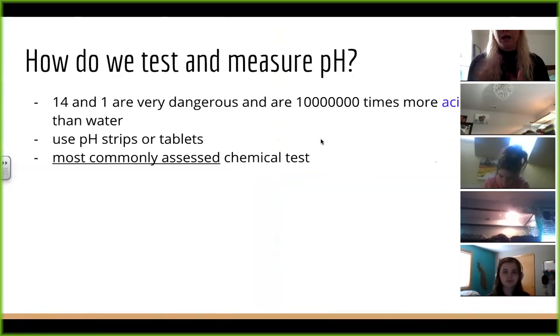Again, this is what I kind of just said, but in words, 14 and 1 are super dangerous, right? They're a lot of times more acidic or basic than water. To test the pH, you can use pH strips or tablets. We're going to use a tablet, just like for the dissolved oxygen and the phosphates and nitrates. We're going to take a test tube of water, put the tablet in, shake it up, and then we will see the color.